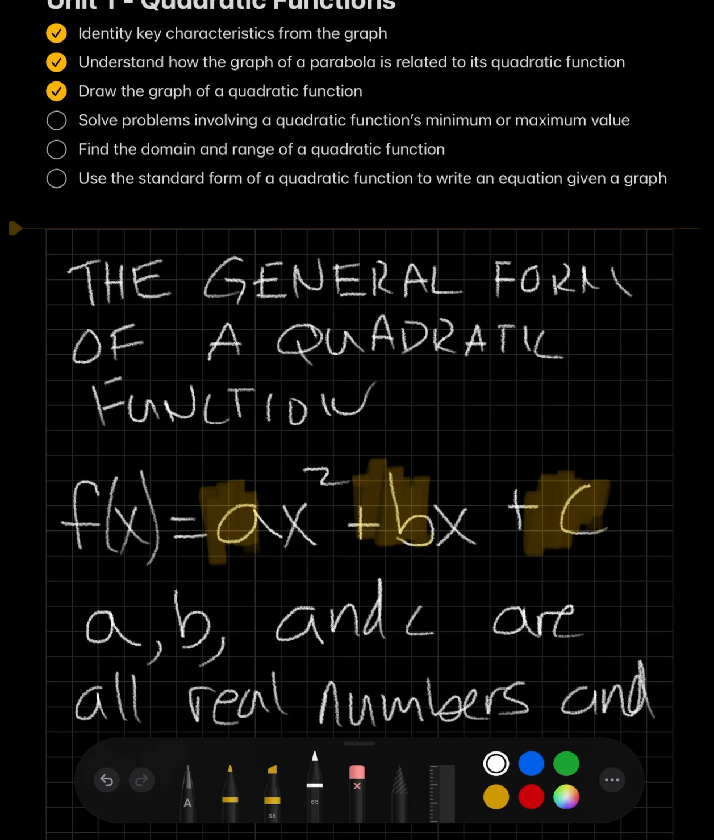The next little bit, we're going to do a couple more problems in the next video. I think I'm going to save minimum and maximum value problems for our time in lecture. I'm going to show you how to find the domain and range of a quadratic function and to use the standard form of a quadratic function, which we haven't talked about yet, to write the equation given a graph. So we're going to do that in 2 more videos.